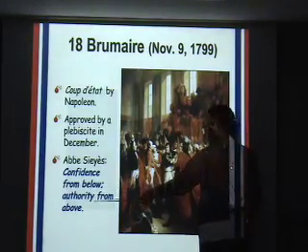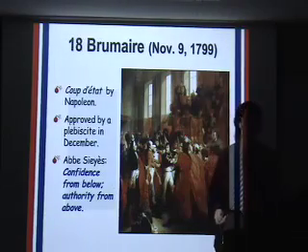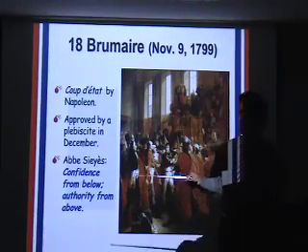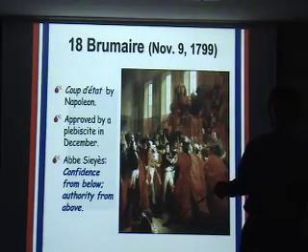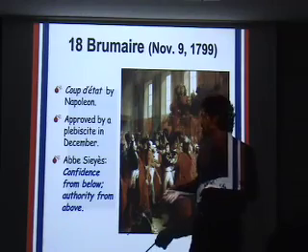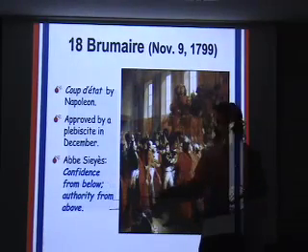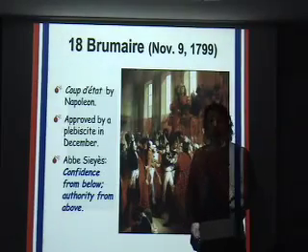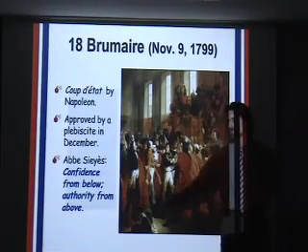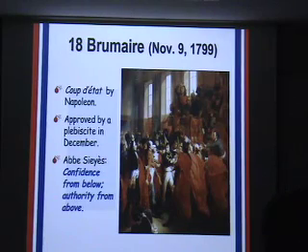Confidence from below, authority from above. Napoleon was a general in the army. He had won some impressive battles, and he had been very quiet about the ones that he lost. And so the people loved Napoleon. And when he came in and took power, they had confidence in him. They wanted a dictator. They wanted a strong person to take control. So Napoleon does a coup d'état.